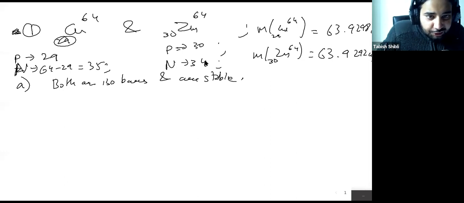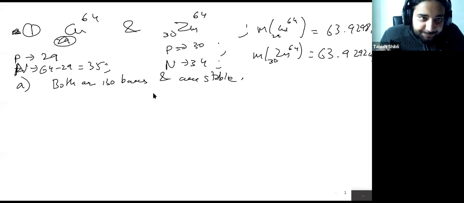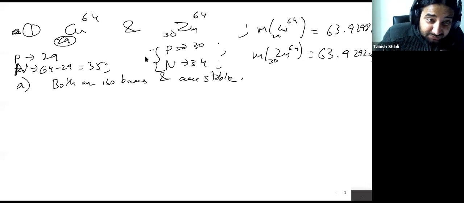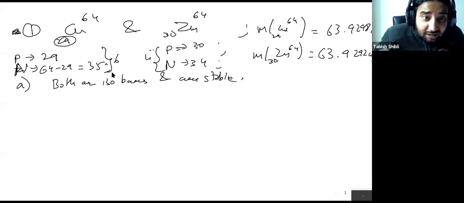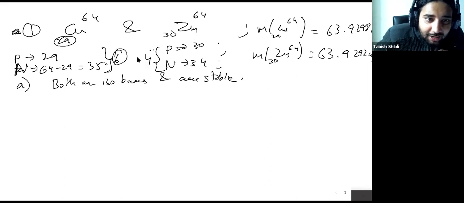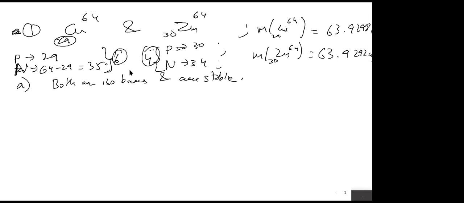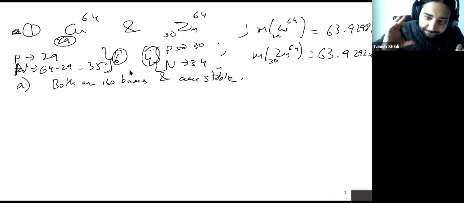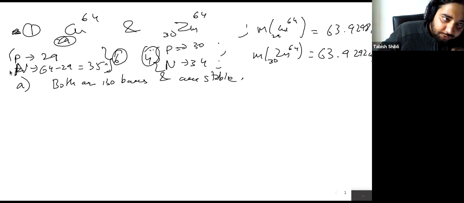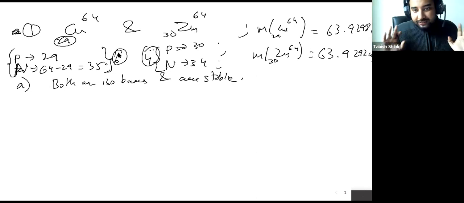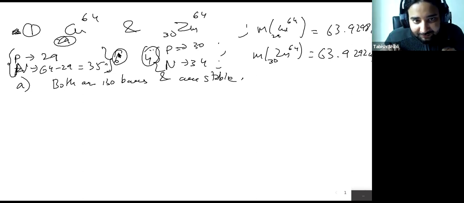Which of the two do you think will be more stable? First of all, both of them will be unstable because the difference here is 4 and the difference here is 6. But which will be more unstable? I guess whichever has a bigger difference will be more unstable, which is copper. Remember this as a rule of thumb: anything that has a bigger difference between the number of protons and number of neutrons will be more unstable. Okay?